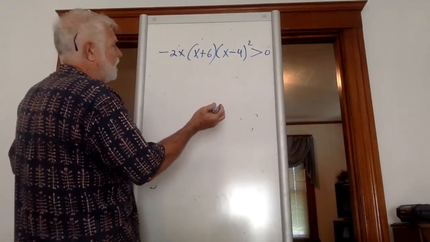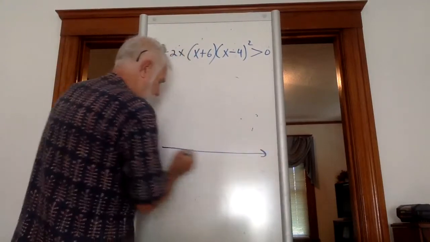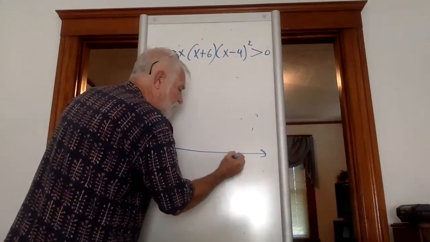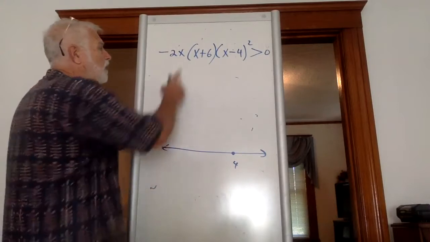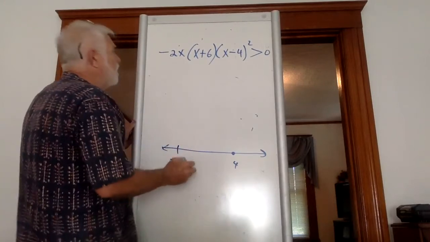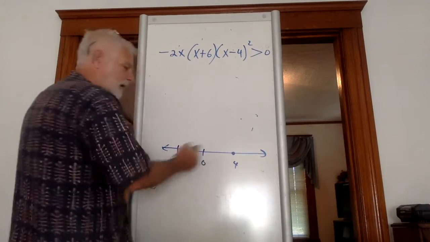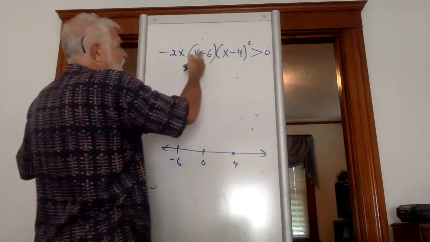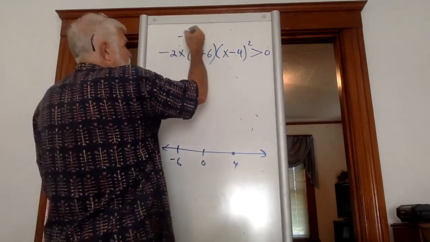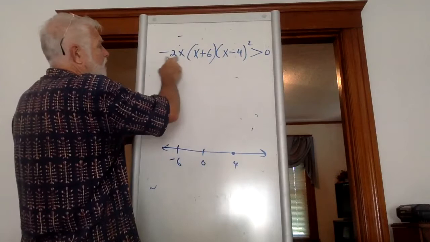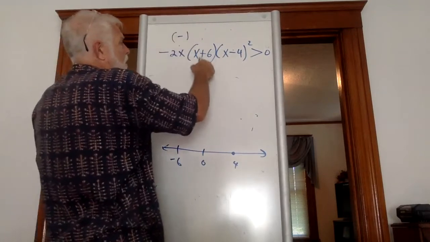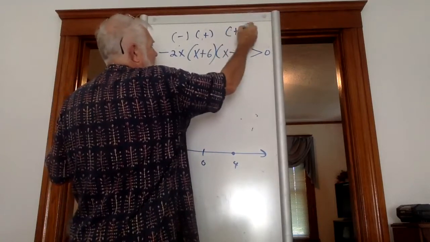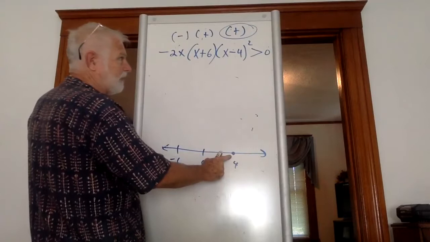I'm going to do it from the sign chart. So 4 is the biggest number. So 4 dot, well, hopefully we remember why, -6 and 0. Doesn't have to be drawn to scale here. I just try numbers, a number bigger than 4: positive, positive, negative. This is negative. If I put in a number bigger than 4, like 100, minus 2 times 100 is a negative number. 100 plus 6 is a positive number. 100 minus 4 squared is always going to be positive. No sign change, that's why that's a dot.